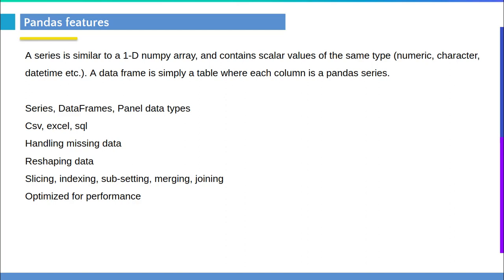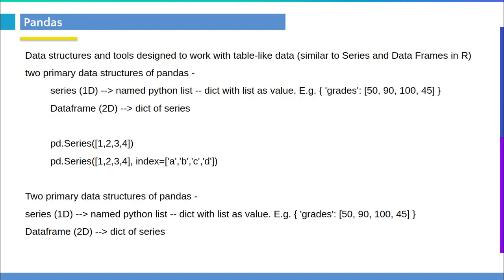We can handle CSV, Excel, SQL or JSON types of files. We can handle missing data, reshape the data, slice the data in data frames, index, subset, merge, join or concatenate. We can do that many operations, and we will do that practically with the help of Python code. This is optimized for performance, because we are going to work with huge data and performance is really important.